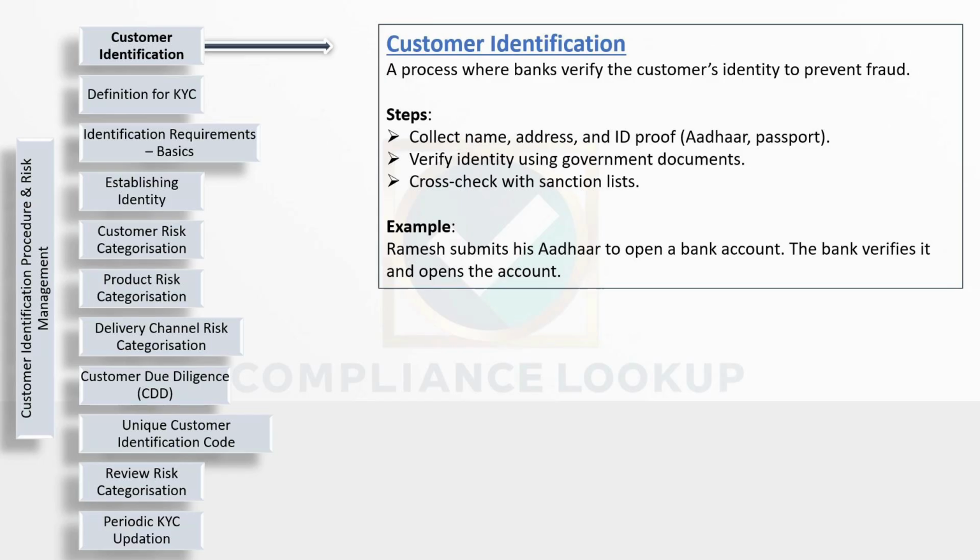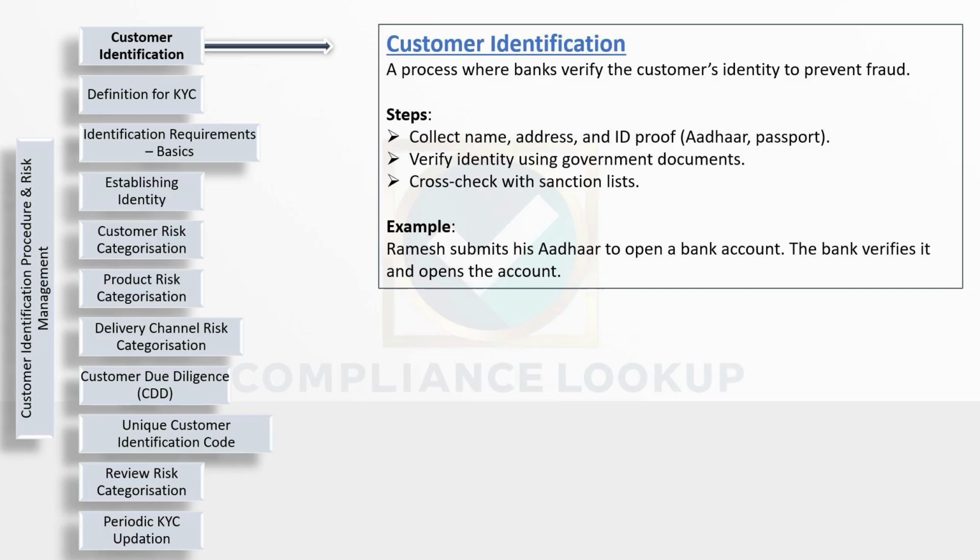What are the steps in customer identification? First, collection of basic information. This includes the customer's name, address, date of birth, and nationality. Second, verification. The institution verifies the identity through government issued documents like passport, Aadhaar, or driver's license in India. Third, cross check with databases. The customer's information is cross checked with known sanction lists, blacklists, and adverse media reports.